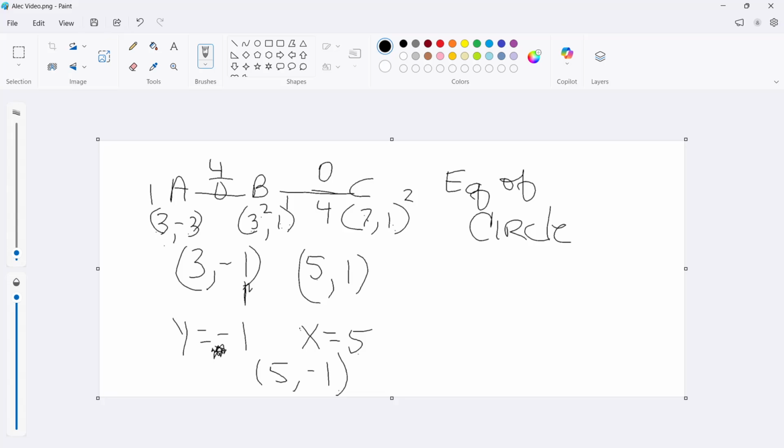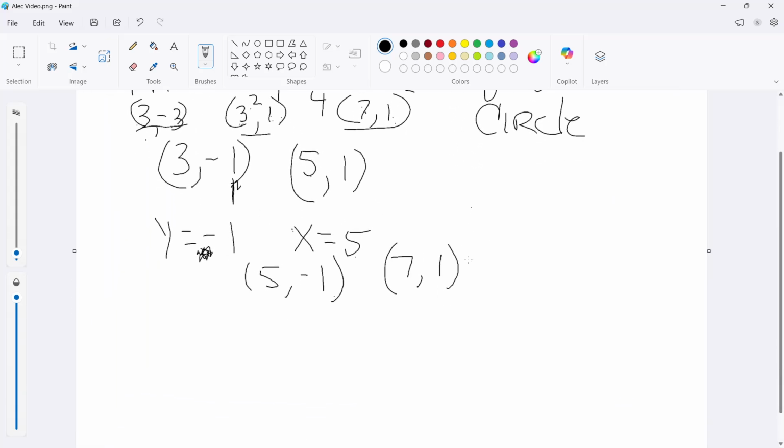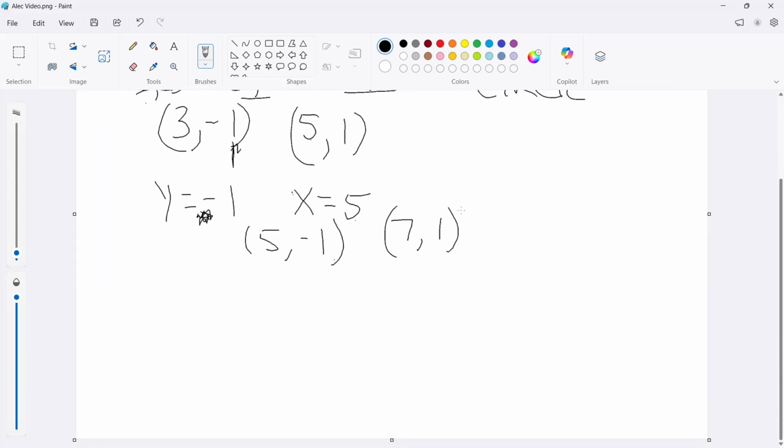Now all I have to do, now that I have the center, is find the distance between the center and any one of the original points. I will do 7, 1. And to find the distance, I use the distance formula. Hold on, I'm trying to get some more room. The distance formula is the square root, and this will be the radius, by the way. Remember, the equation of the circle will be x minus h squared plus y minus k squared equals r squared.